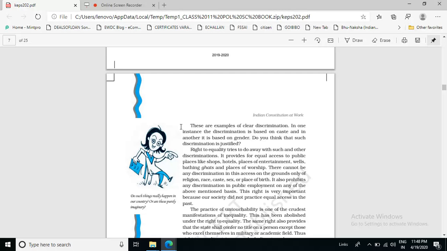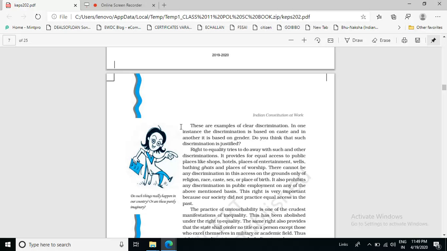So in this way, our society was based on caste discrimination, and the people belonging to Dalits were the worst sufferers. That is the reason why our constitution makers were very particular about incorporating this fundamental right in the constitution, that no one can stop anyone from entering or accessing the public places, and public employment is open to all.